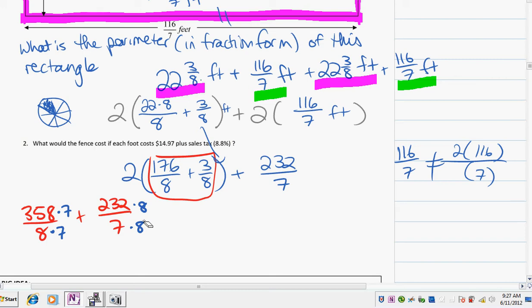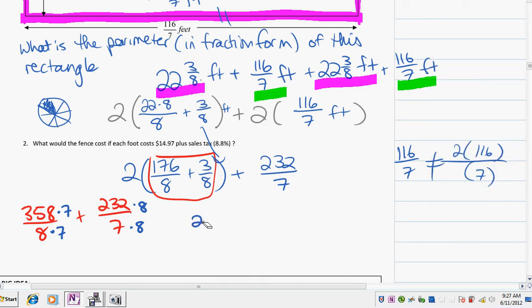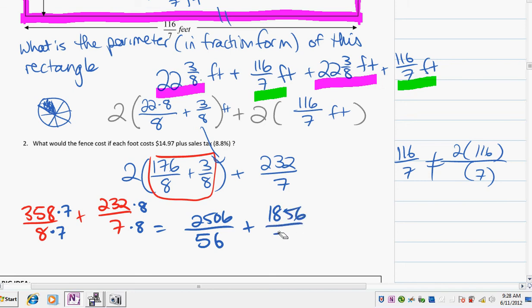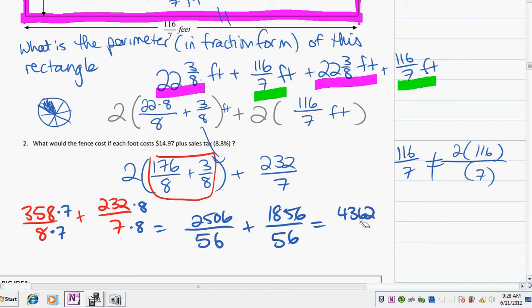And so 358 times 7, again on my calculator, 358 times 7 is 2506/56 plus 8 times 232 times 8, 1856/56. So adding those two together, I can just say plus, and it'll take my last answer. So I just have to add the 2506 and enter. So I have 4362/56 feet. That's how much I need.